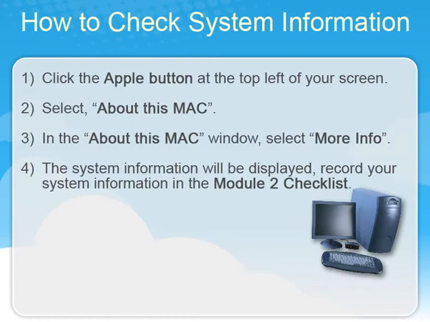Now it's your turn. Follow the steps to check your system information. When you have recorded your system information in the Module 2 checklist, continue viewing the course content.